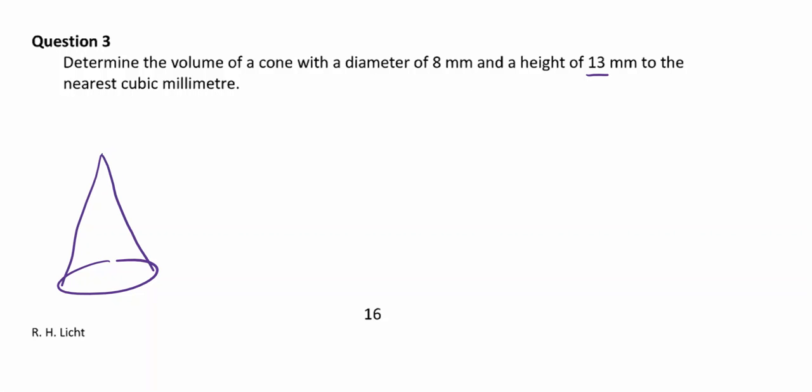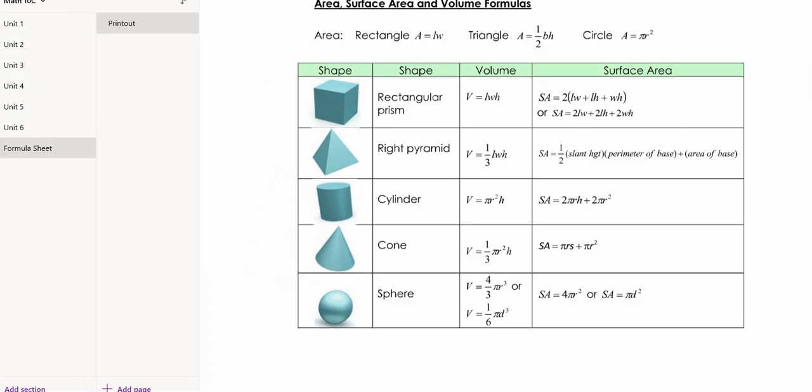So it says that the diameter is 8 millimeters, so let's go 8 from there to there, right? And they've given us a height of 13. Okay, so we're pretty good here. The one thing we're going to need to know is that instead of a diameter, the equation for a cone is 1/3 pi r squared, right? So we need r instead of the diameter, and then times h.